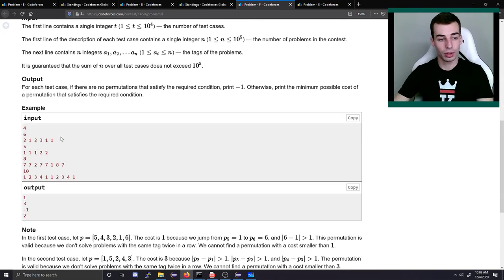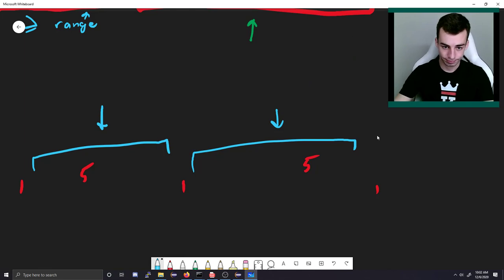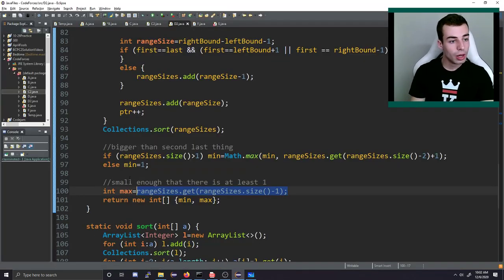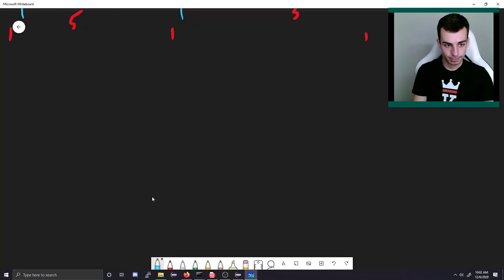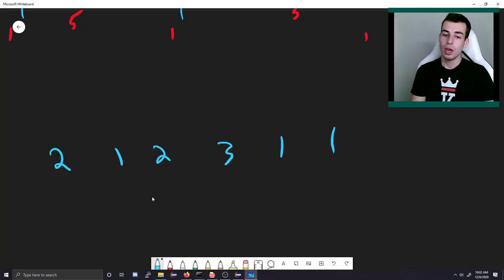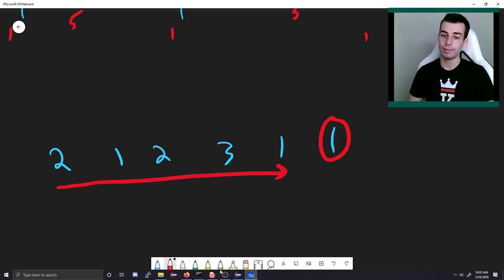So yeah, let's look at one of these examples. The first example, the problem difficulties are 2, 1, 2, 3, 1, 1. So one way of doing this is you can solve this problem first, and then you can solve the rest of the problems in order. Then you solve every problem, and you had to jump once, so you had to make this jump here.